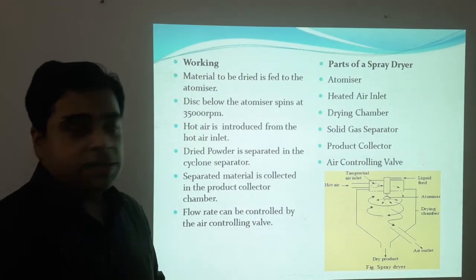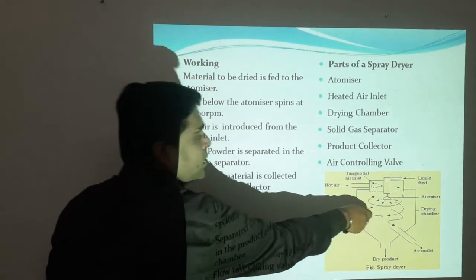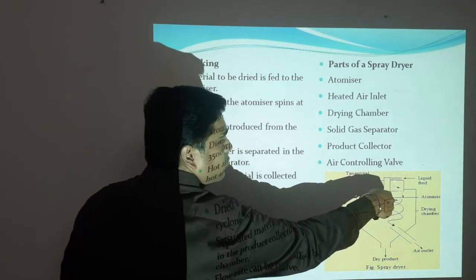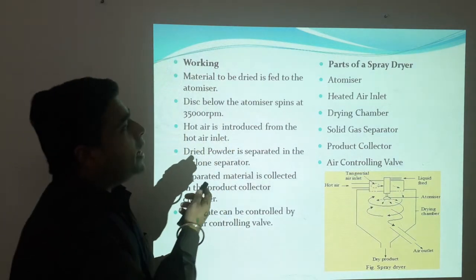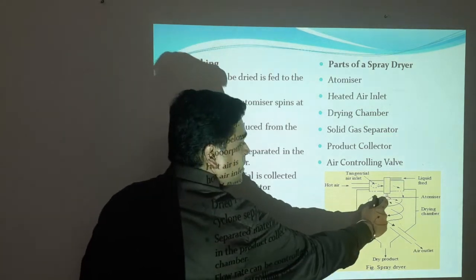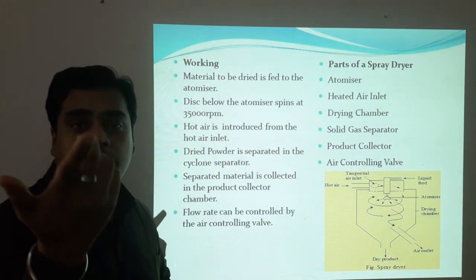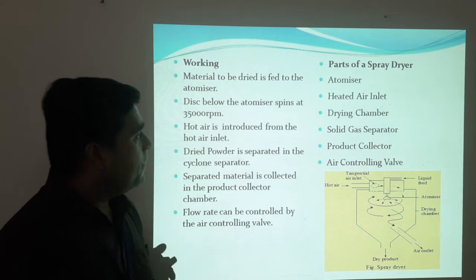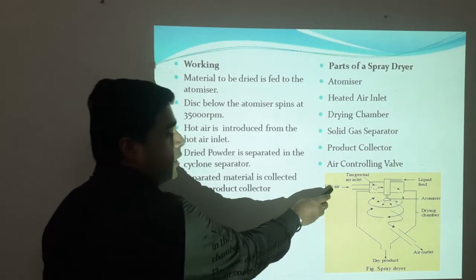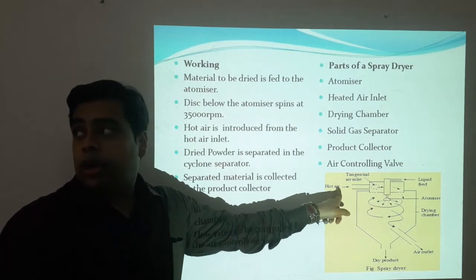Let's check the working of the spray dryer. The material to be dried is fed to the atomizer. This is the atomizer, and the liquid feed is fed through this point. The disc below the atomizer spins at 35000 RPM. This is the disc fitted just below the atomizer, and it spins at this speed. Next, the hot air is introduced from the hot air inlet, the tangential air inlet, from this particular point.